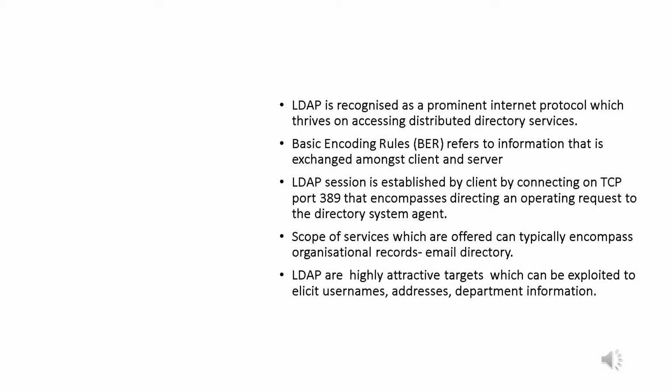LDAP is recognized as a prominent internet protocol used for accessing distributed directory services. The basic encoding rules refer to information that is exchanged between client and server. An LDAP session is established by the client connecting on TCP port 389, which involves directing an operation request to the directory system agent. The scope of services offered can typically encompass organizational records, such as an email directory. LDAP servers are highly attractive targets which can be exploited to elicit usernames, addresses, and department information.